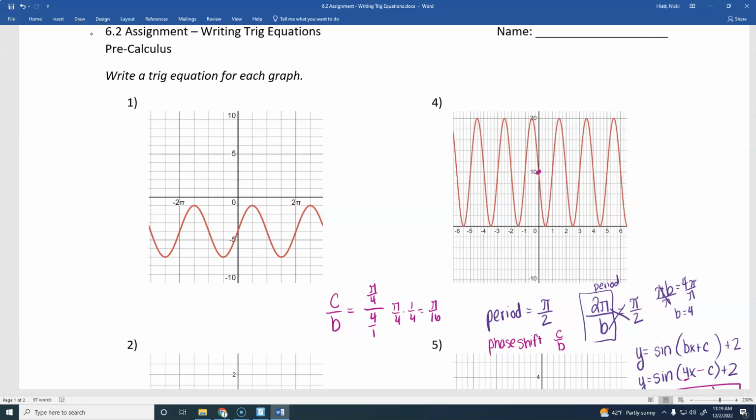All right, so what is the period? So midline's right here at 10. What's the period for that one?